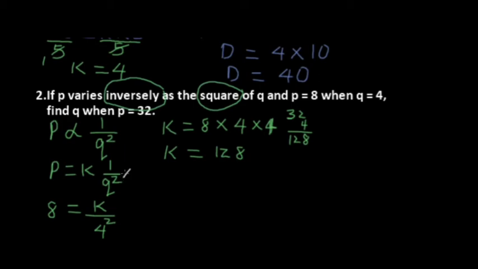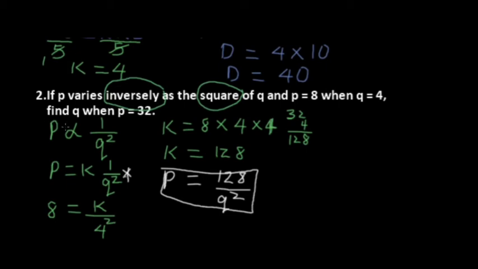Therefore, the law that connects them together, remember, is usually taken from the second step, and the law that connects them is this place, and that becomes P equals K over Q squared, and the K is 128 all over Q squared. So this is the law that connects them together, and that is not what we are required to calculate. We are required to find Q when P is 32.